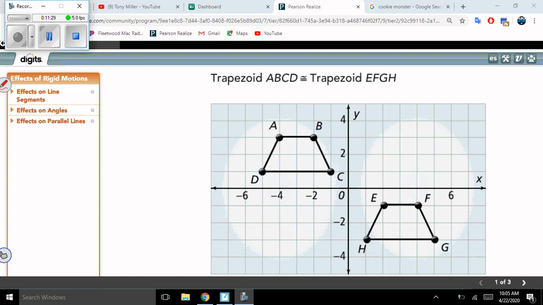Okay, we're back here with part 3. We're looking at this trapezoid. A lot of information on this slide. If I give you trapezoid ABCD and I tell you that it's congruent to trapezoid EFGH, here's a lot of little clues that you need to pay attention to.